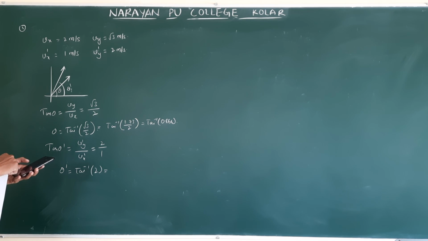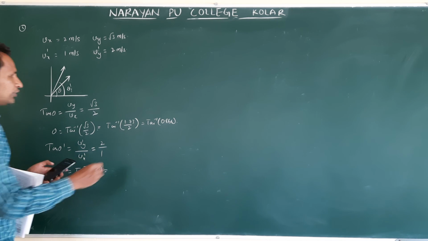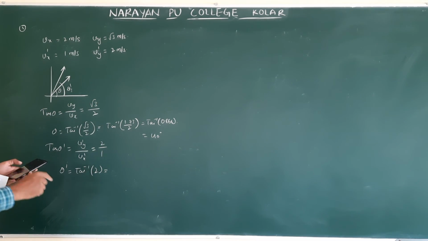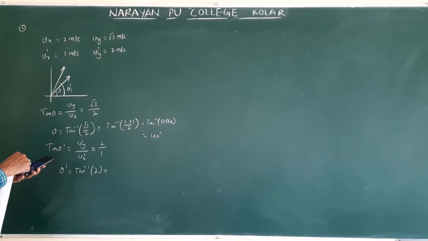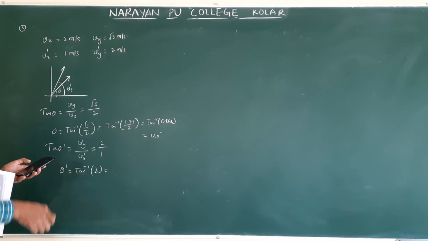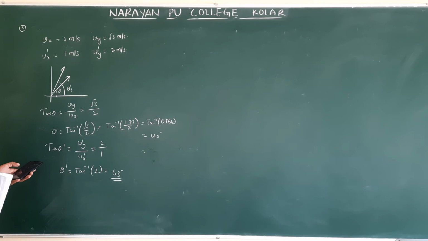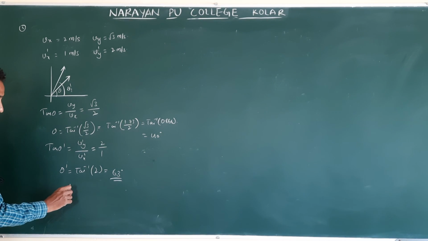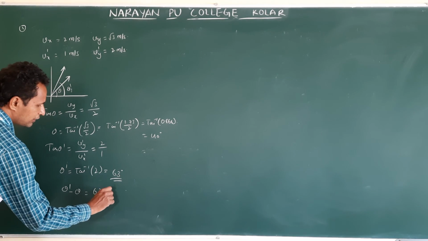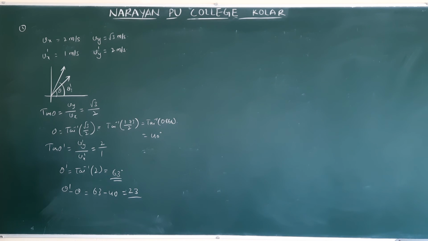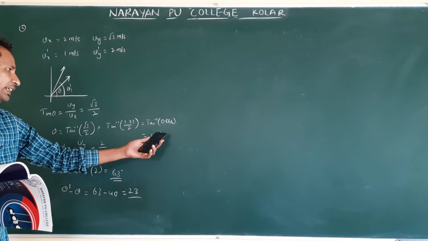Tan inverse of 0.866. It is around 40 degrees. Next we need tan inverse of 2. It is around 63 degrees. What is the difference? Theta dash minus theta. That is 63 minus 40. It is nearly equal to 23 or 22 point something. They have given 22.5 degrees because I did not take the digits after the decimals.